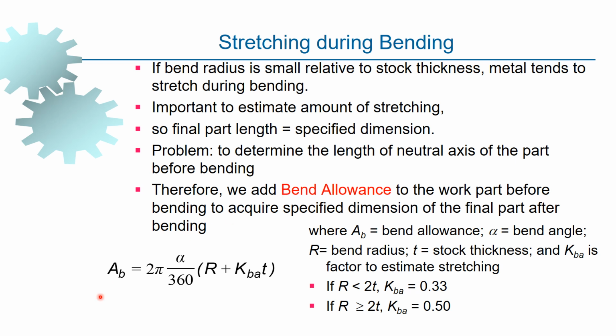That bending allowance can be calculated using the equation: 2 pi alpha, where alpha is the bending angle, divided by 360, times (r plus Kba times t), where r is the bending radius, Kba is a factor to estimate the stretching, and t is the stock thickness. Kba equals 0.33 if r is less than 2 times thickness; if r is greater than 2 times thickness, the bending constant can be taken as 0.5. So this bend allowance we need to add to the work part before bending to get the required specification or dimension of the final part.